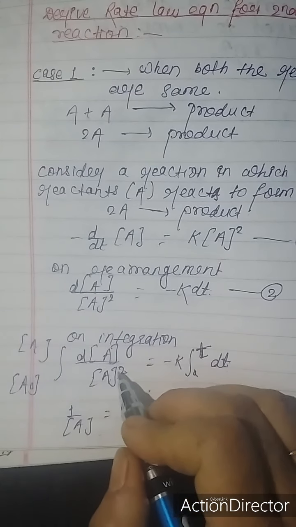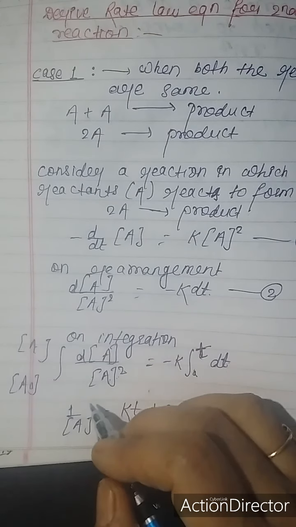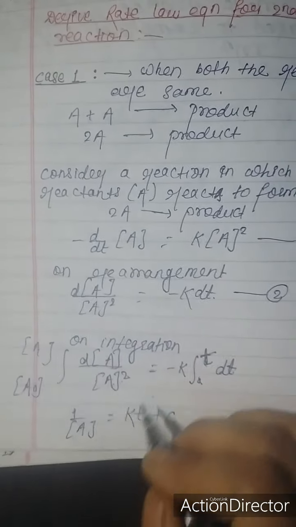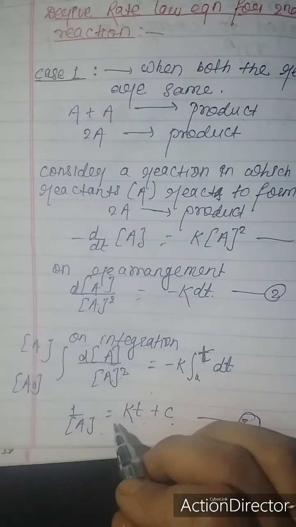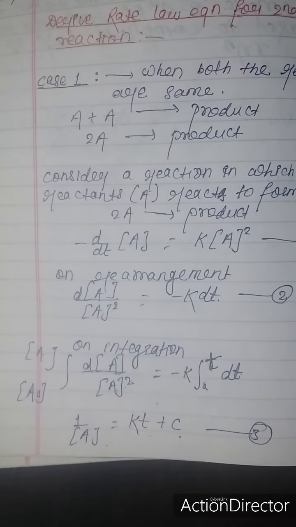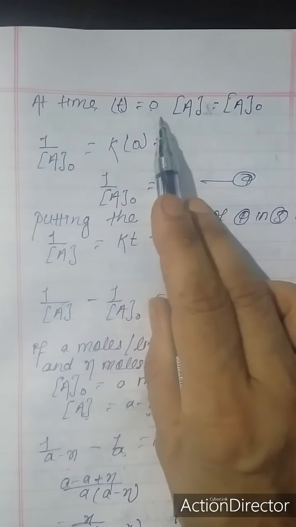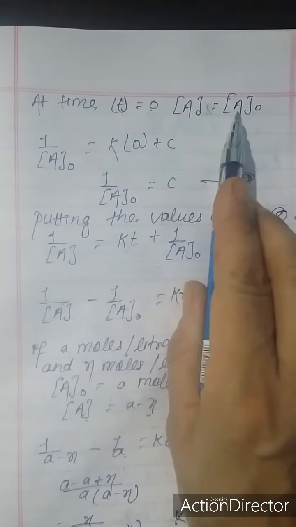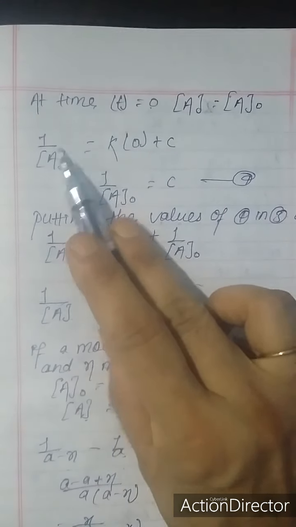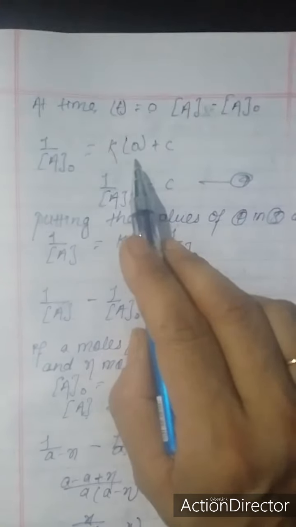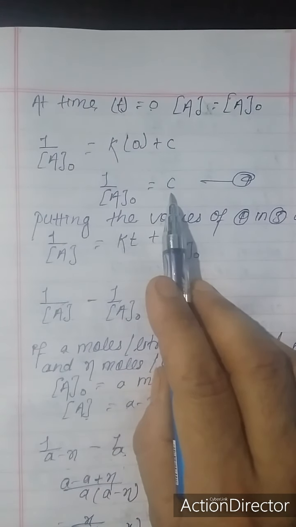When you integrate it, that will be minus 2 plus 1 and minus 2 plus 1, that will be minus 1 upon A. So that minus and this minus get cancelled. Finally you are left with 1 upon A is equal to KT plus C. Let us put the conditions: when time t is equal to 0, A is equal to A naught. In that equation, instead of 1 upon A we will write 1 upon A naught, that is equal to K times 0 plus C. From this you will get the value of C.